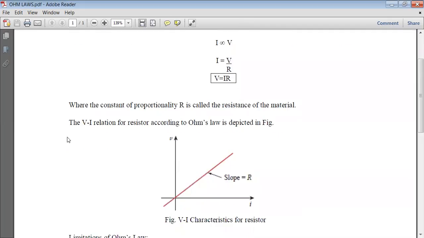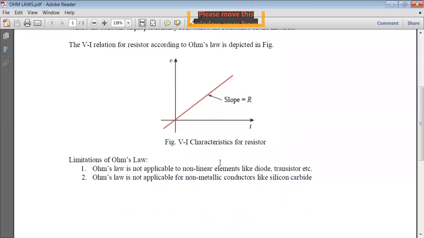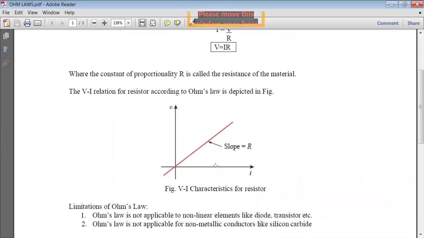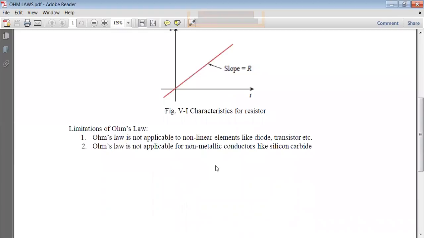Remember the voltage-current relation for a resistor according to Ohm's law. This is the slope we get. It is linear. We have some limitations for Ohm's law, very important: limitations mean we cannot apply it. Ohm's law is not applicable to non-linear elements like diodes and transistors. Ohm's law is also not applicable to non-metallic conductors like silicon carbide.